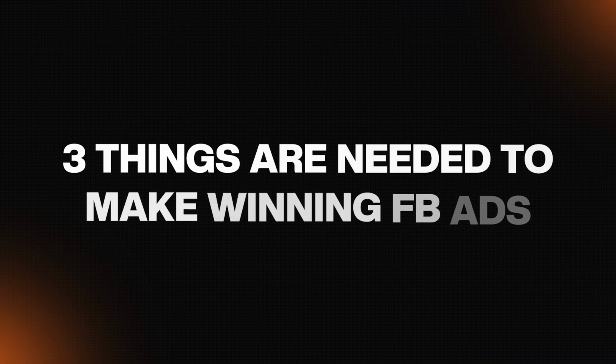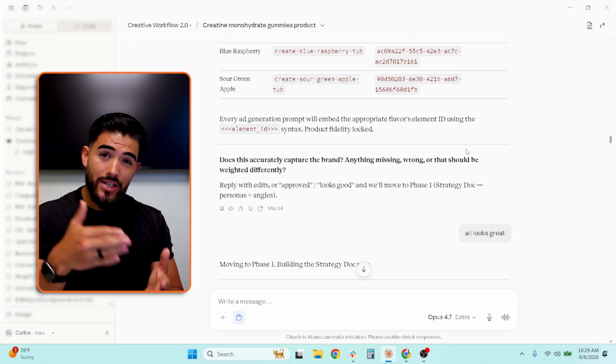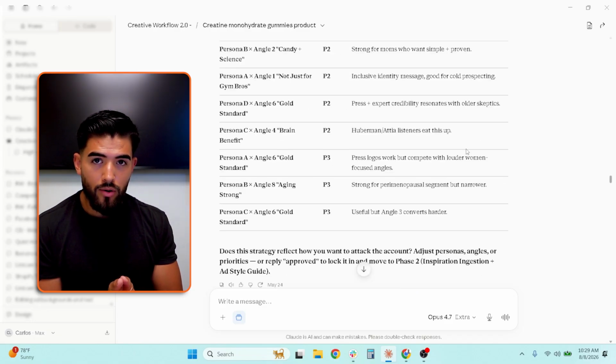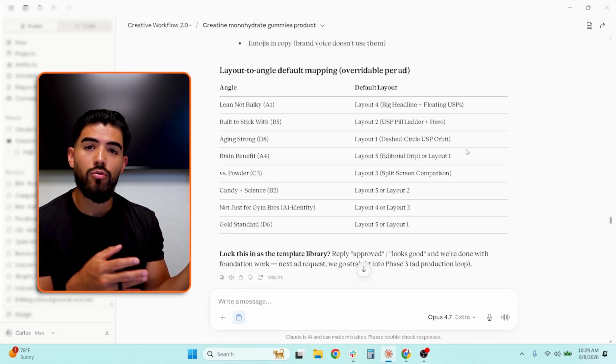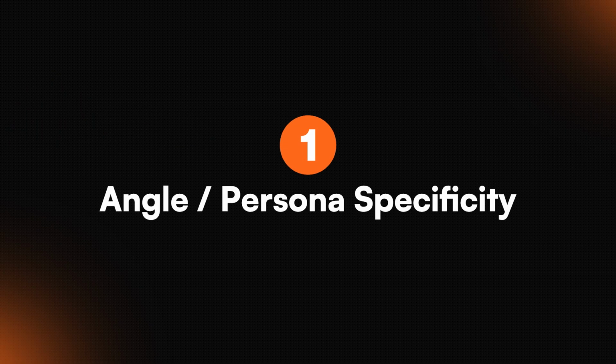Okay, I think it's really important, before we dive into how to build winning Facebook ads, to understand the 3 core components that make up a winning Facebook ad, because the free system that I built is intentionally designed to go after those 3 core components so you're not stuck spinning your wheels and retraining the algorithm every time you want an ad. Number 1, you have angle or persona specificity.